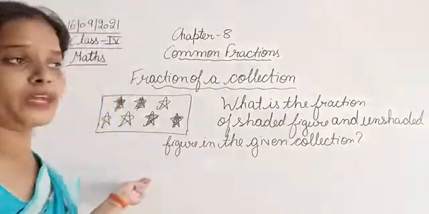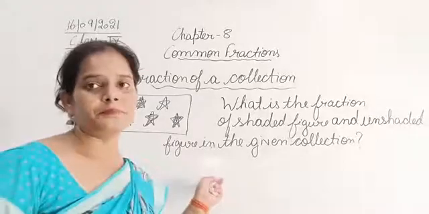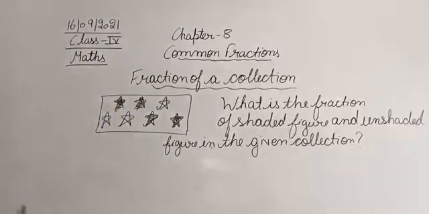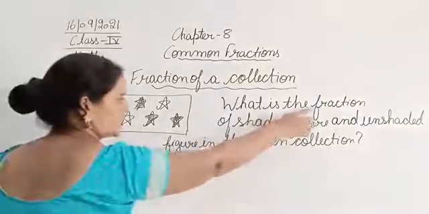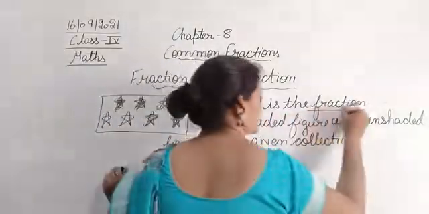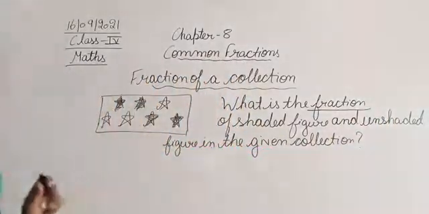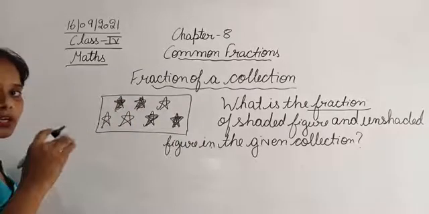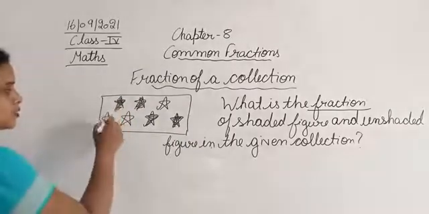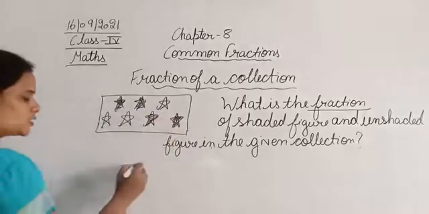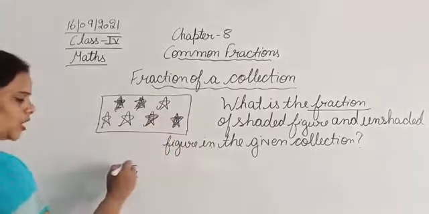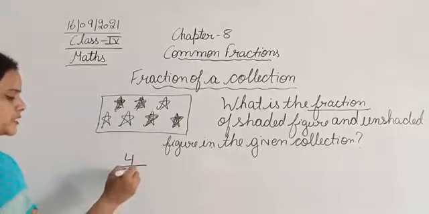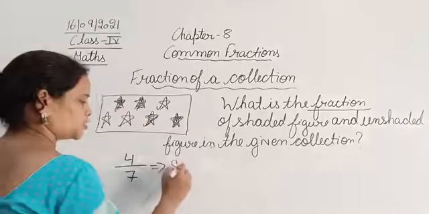तो हमारे पास जो collection दिया है, what is the fraction of shaded and unshaded figure. Now first of all, whenever we have to find the fraction, this word is very important, okay, fraction. So fraction is given, so that means first of all we see how many total number of the collection is there. So 1, 2, 3, 4, 5, 6, 7. So 7 are here. And how much are shaded? 1, 2, 3, 4. So 4 are shaded.